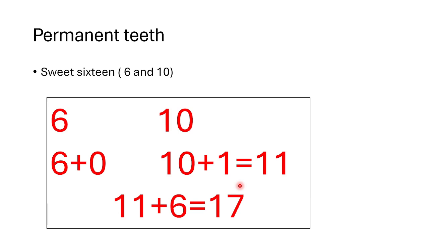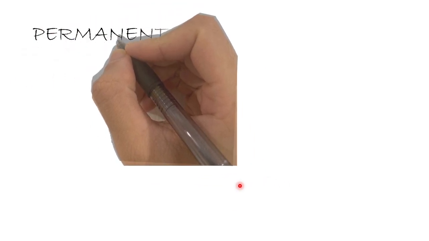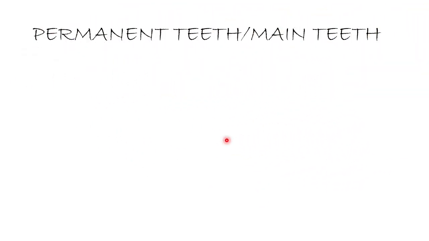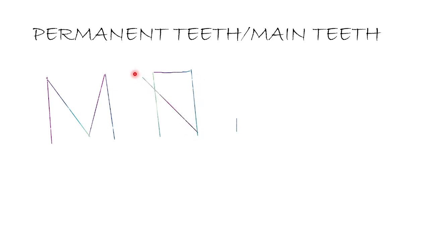Okay, so again for the permanent teeth or the main teeth, we write MAIN in capital letters. So here we go, we write the M, then we write a strange kind of A in capital letter. Okay, A, then we write the I, and then we write capital N. Okay, we wrote this.